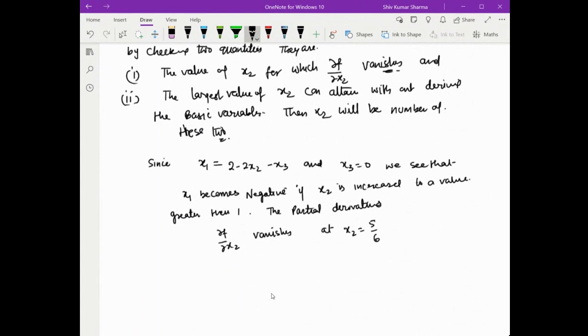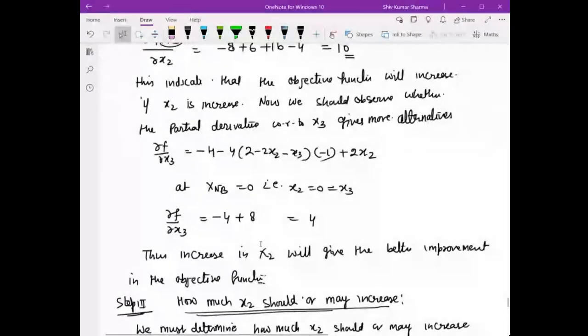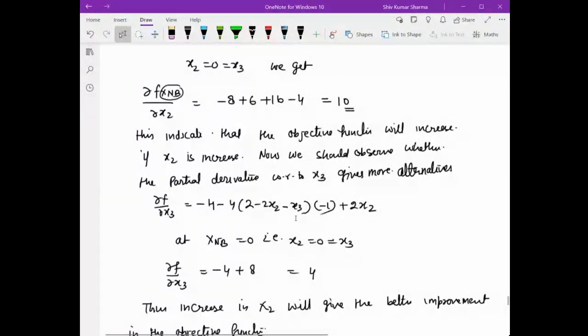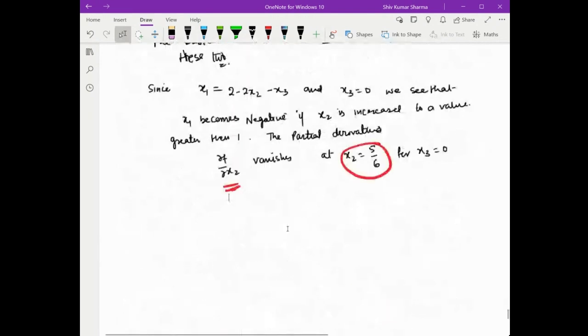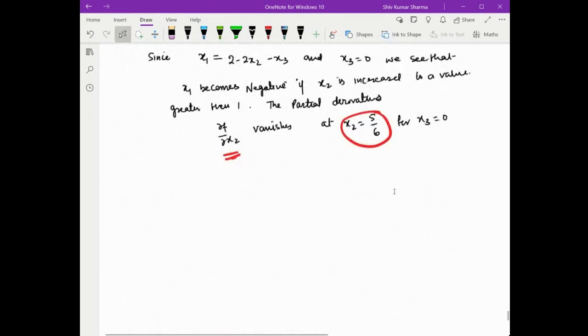So you have to check these values for x3 equal to 0. So we consider x3 equal to 0. At what value the partial derivative, that means del f upon del x2, vanishes? So you have to consider this value, 5 by 6, by obtaining the derivative del f upon del x2, then putting x3 equal to 0. So we obtain the value of x2, and this gives us 5 by 6.